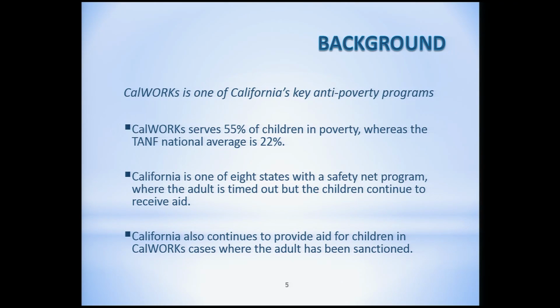We also take a similar policy with respect to sanction. We do not have a full family sanction. If an adult is not compliant with our requirements, whatever those might be, we would remove the adult, but we would continue to compute aid for the children in the household.